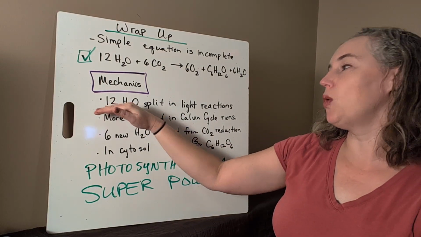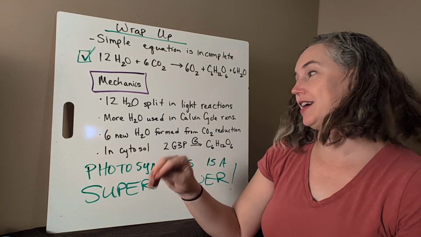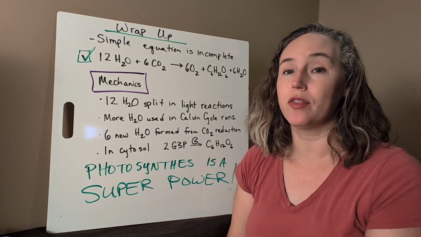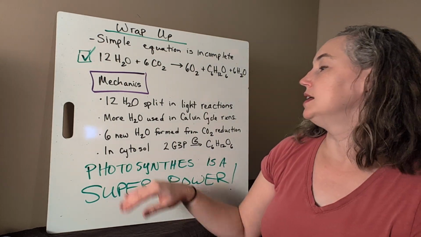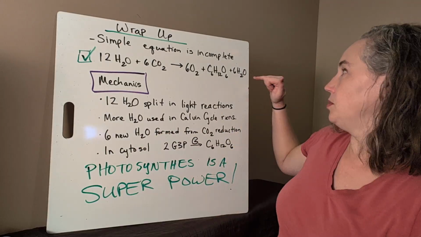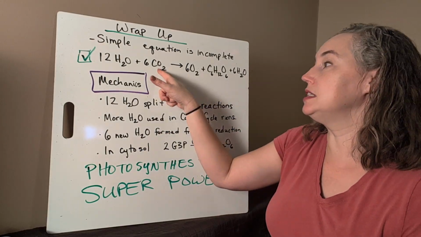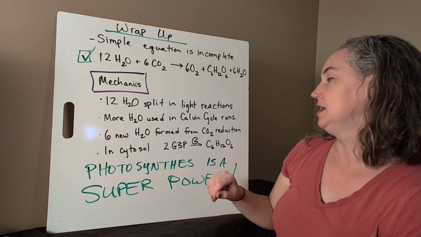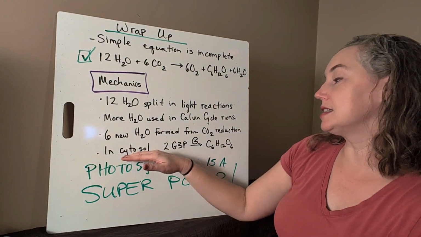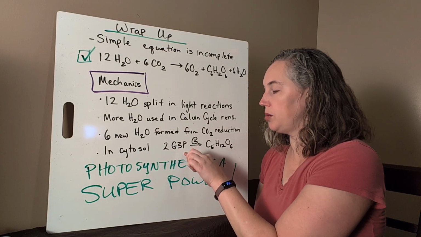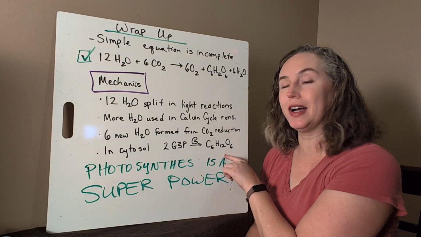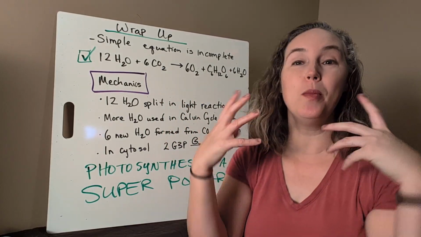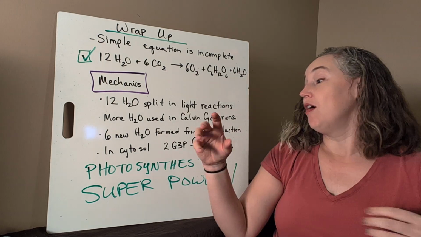The mechanics include 12 water being split in the light reactions, more water than that being used in the Calvin cycle to drive all those series of changes, and 6 new waters being formed from the release of one of the O's of CO2 and then the catching of the H's, right? And then in the cytosol, that's where 2 G3P, with the help of enzymes, is going to finally become glucose. Everything's accounted for. The movement of the particles is seen.